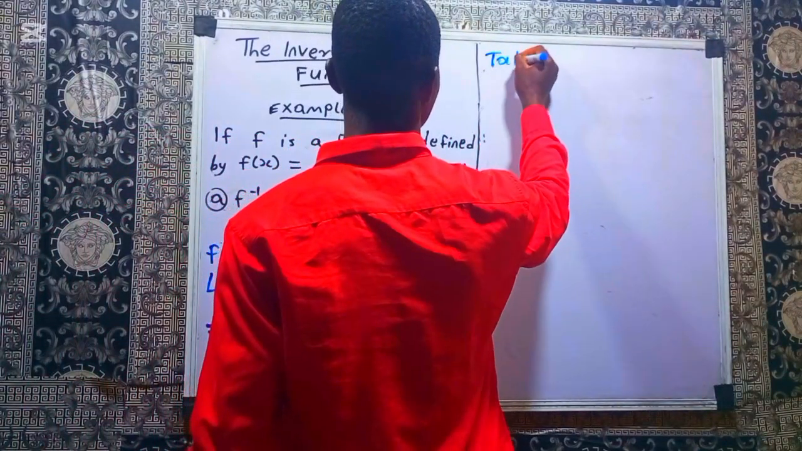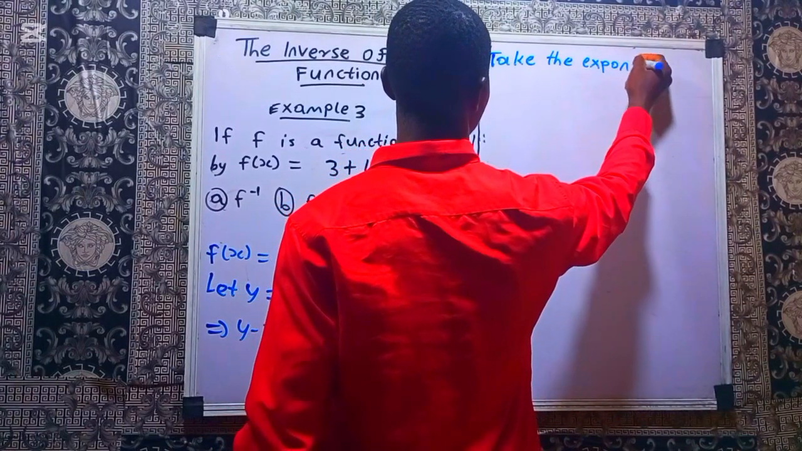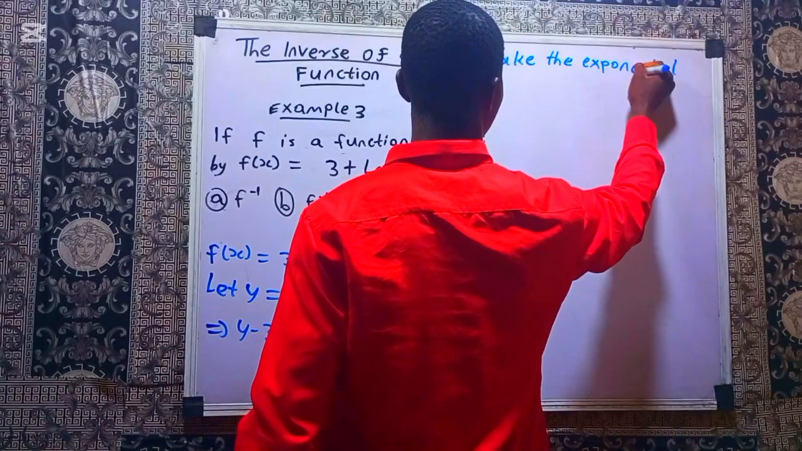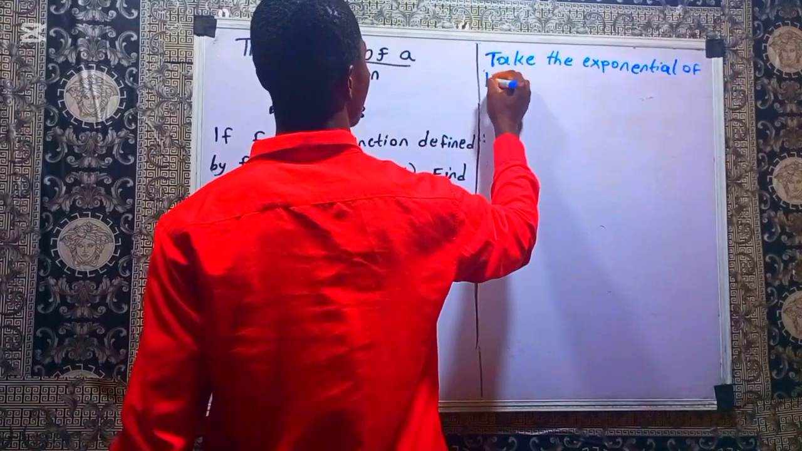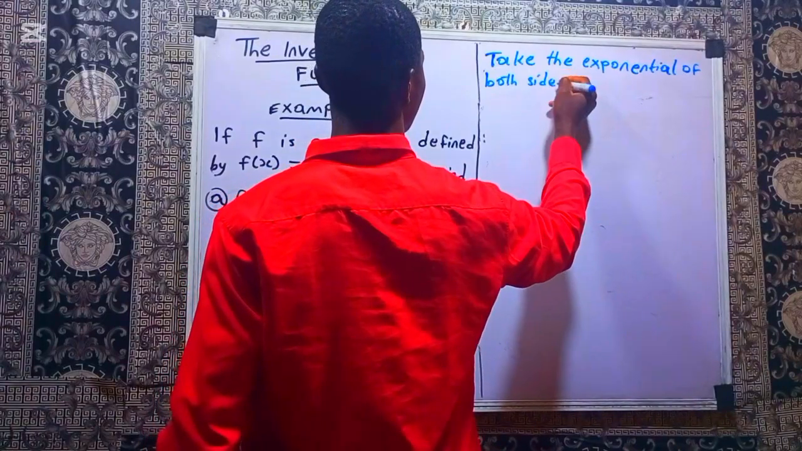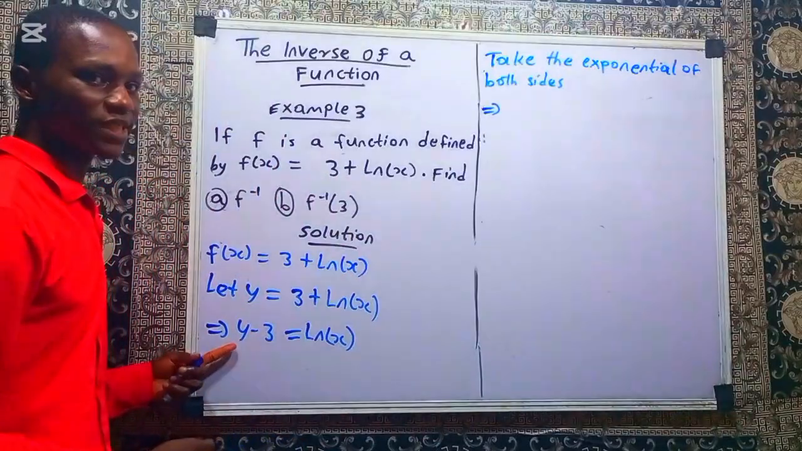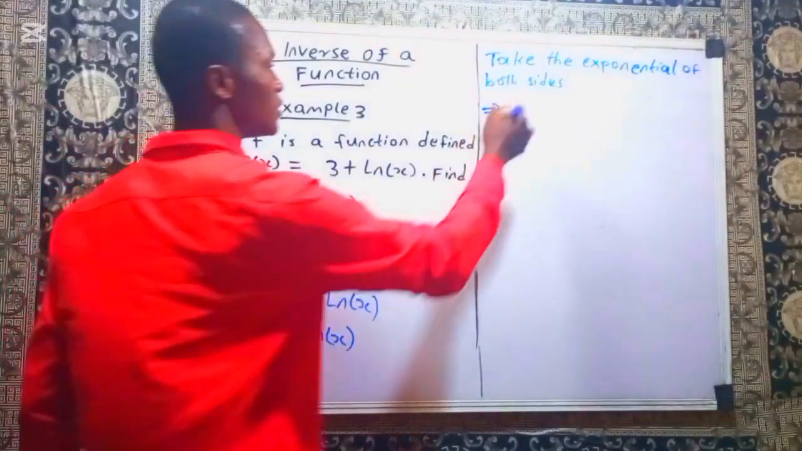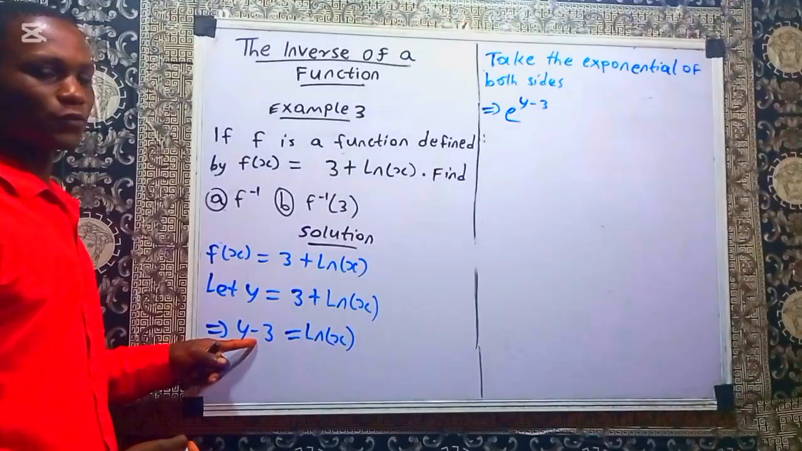So take the exponential of both sides. If you take the exponential of both sides, this implies coming to the left hand side, you take the exponential of it. So the quantity at the left hand side will be on the exponent. We have exponential y minus 3. So I've taken the exponent of this one.